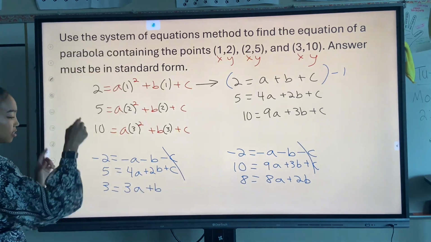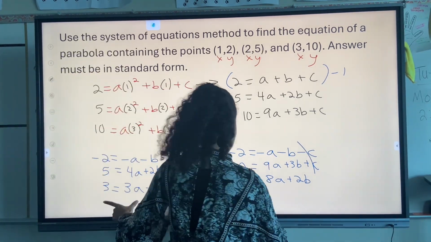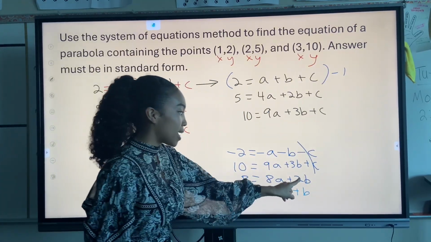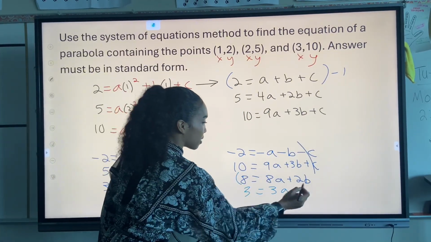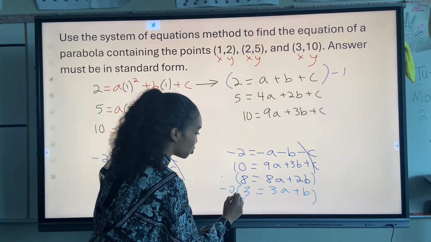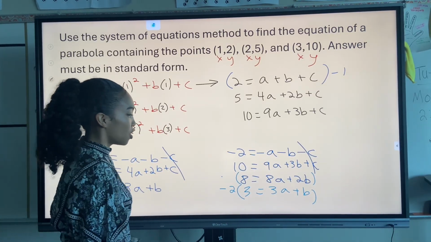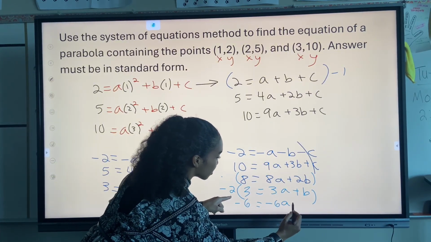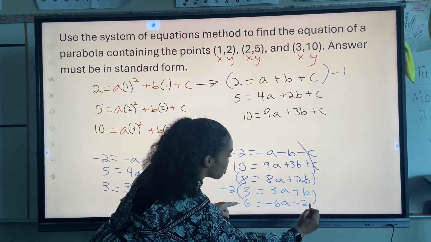I'm going to write this equation over here. So 3 equals 3a plus b. And I'm going to cancel out the b's. So I'm going to multiply this bottom one by -2. So I'm going to get -6 equals -6a minus 2b.